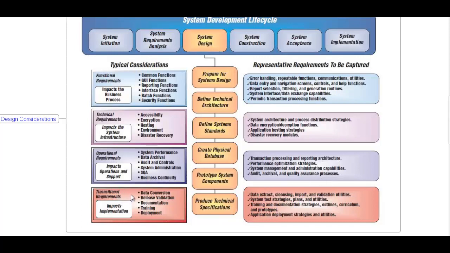Transitional requirements impact implementation: data conversion, release validation, documentation, training and deployment. And representative requirements to be captured: data extract, cleansing, import and validation utilities, system test strategies, plan and utilities, training documentation strategies, outline, curriculum and prototypes, application development strategies and utilities.